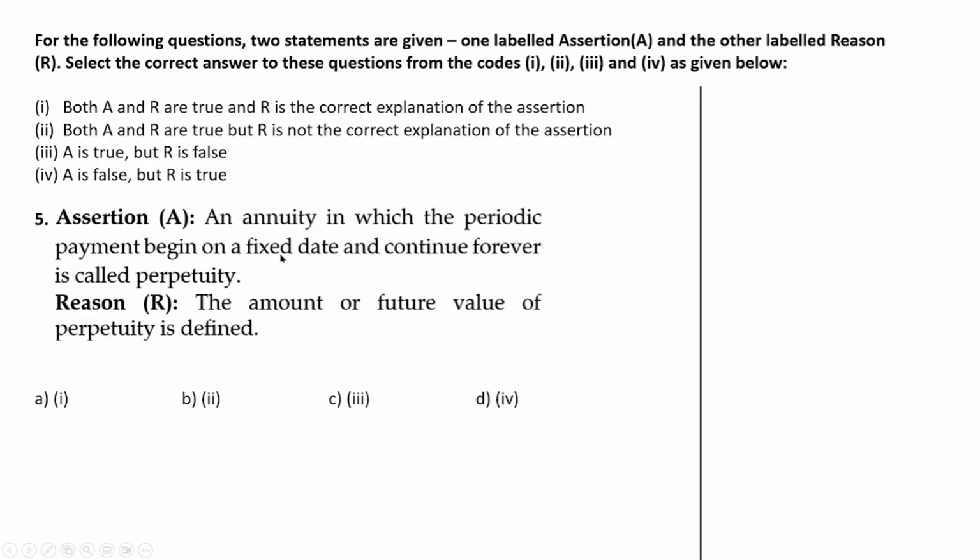Next question. An annuity in which the periodic payment begins on a fixed date and continues forever is called perpetuity. So the meaning of perpetuity is an annuity which continues forever. So the assertion is true. Reason: the amount or future value of perpetuity is defined. The reason is false. The amount or future value of perpetuity is not defined. Only the present value of perpetuity is defined. So the correct option is A is true but R is false. The correct option is option C.